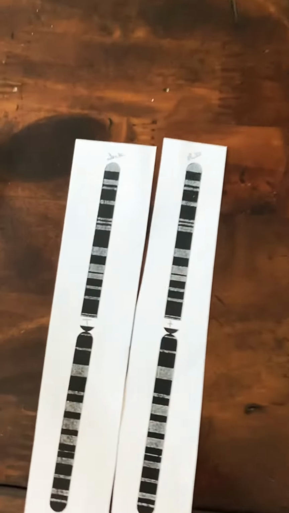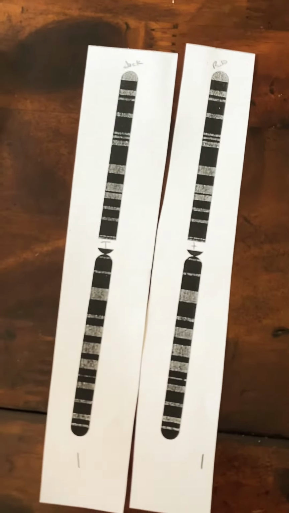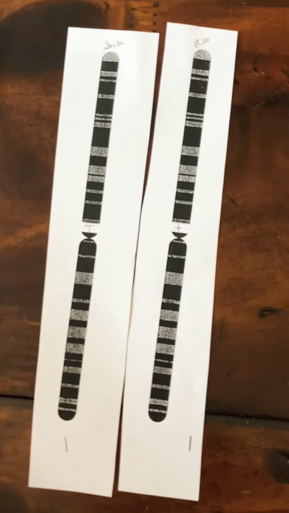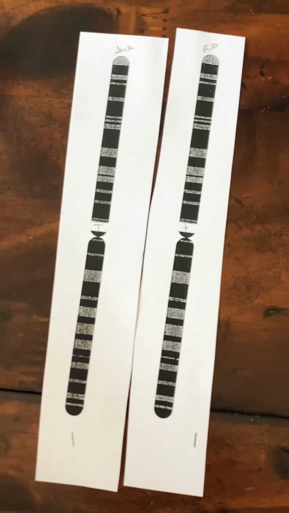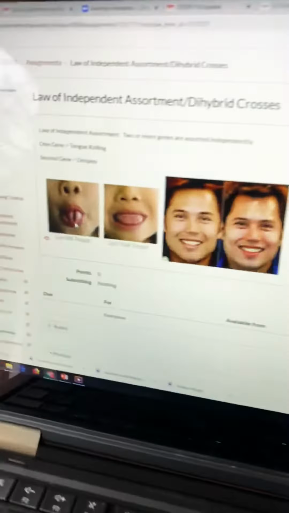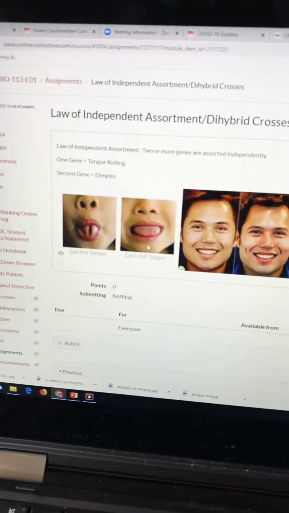Get to my example here. All right, so nice. If you can roll your tongue versus if you can't. Okay, thanks, Maddie.